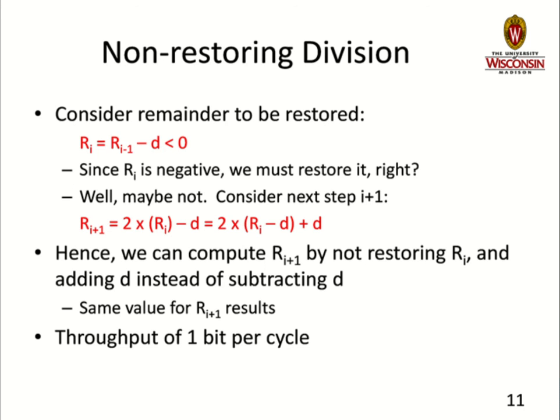So again, just restating, we can recompute r sub i plus 1 not by restoring r sub i and then computing it the usual way, but instead we add d instead of subtracting it. And that'll give us the correct remainder for the following step, and now we can complete this process with a throughput of 1 bit per cycle. So for a 32-bit division, we can do it in just 32 cycles.